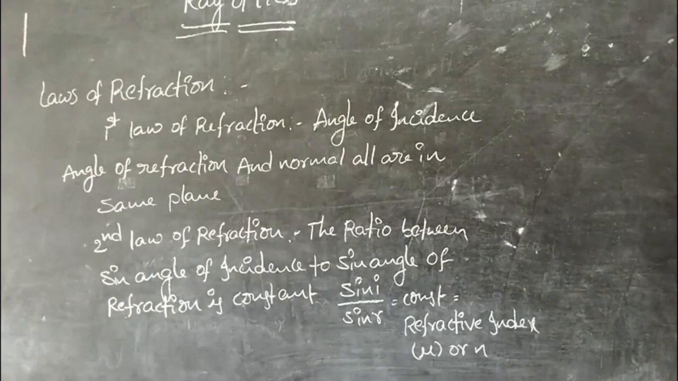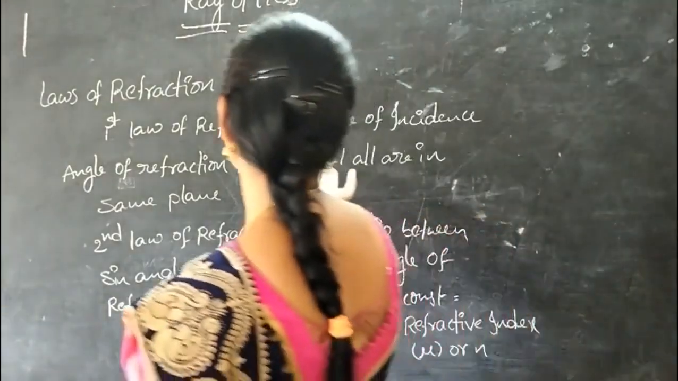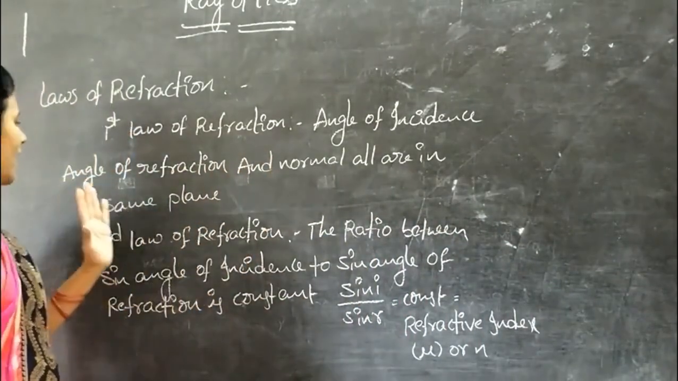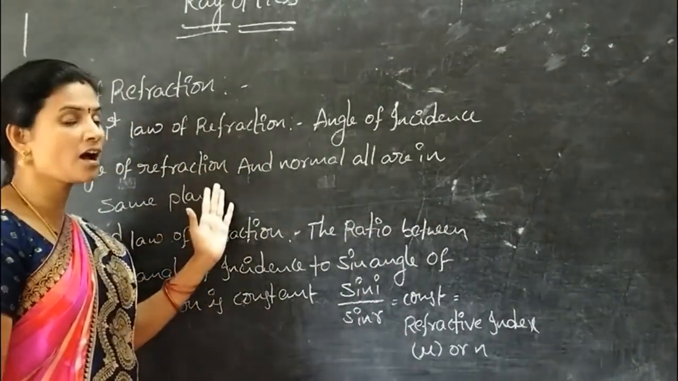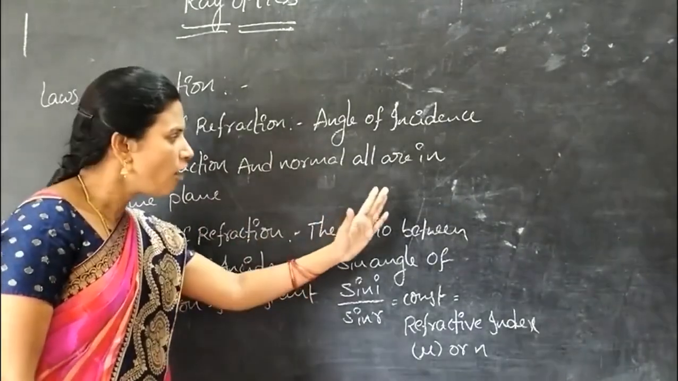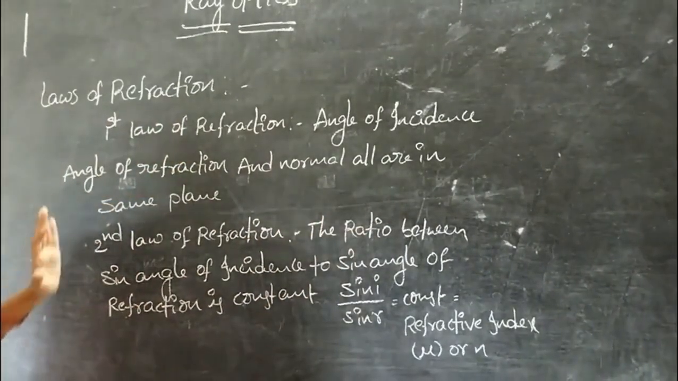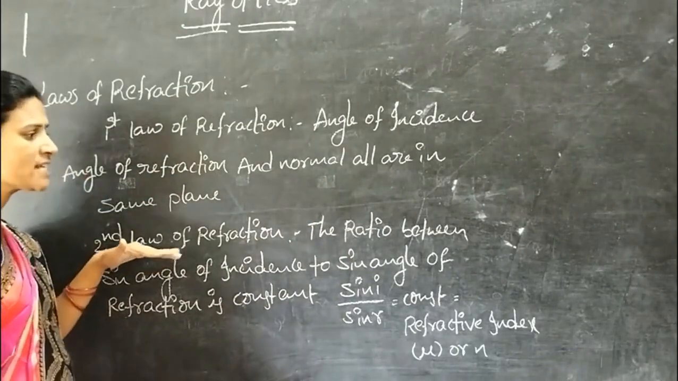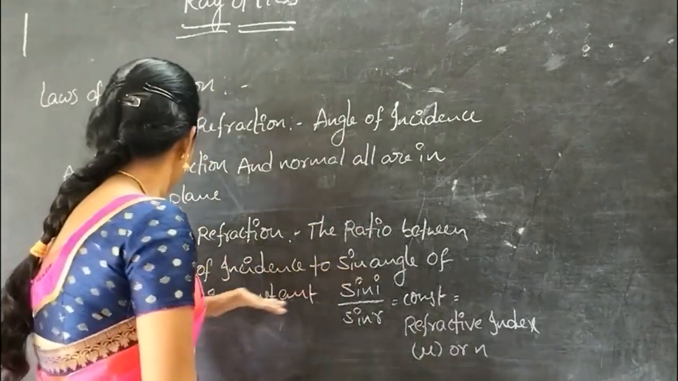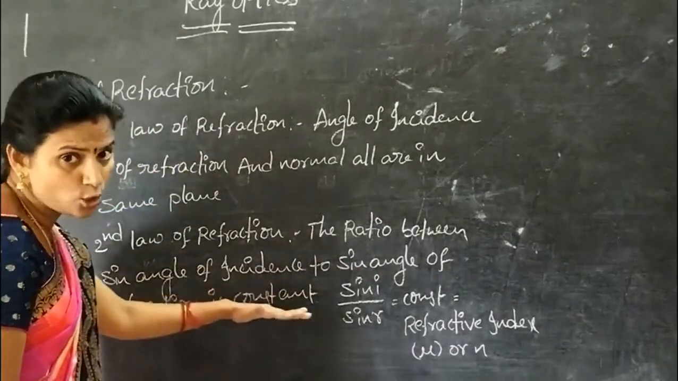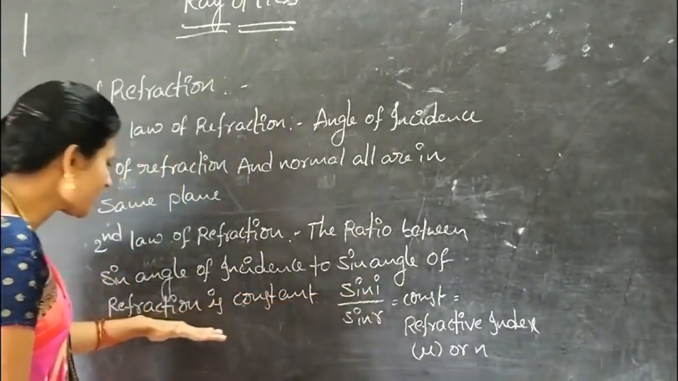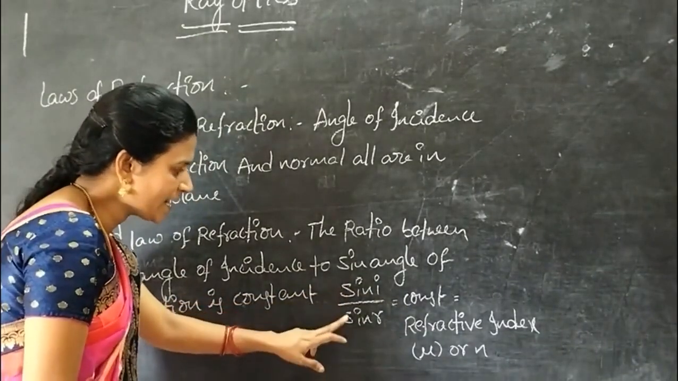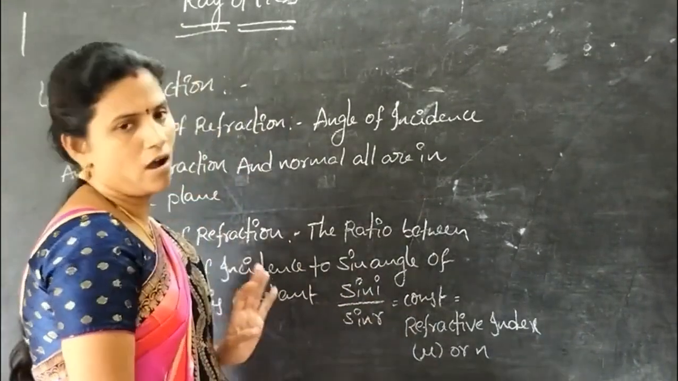So laws of refraction. What is the first law of refraction? The angle of incidence i, the angle of refraction r, and the normal all lie in the same plane. So this is the first law of refraction. The second law of refraction says the ratio of the sine of the angle of incidence to the sine of the angle of refraction is constant. That is, sin i by sin r is equal to a constant.